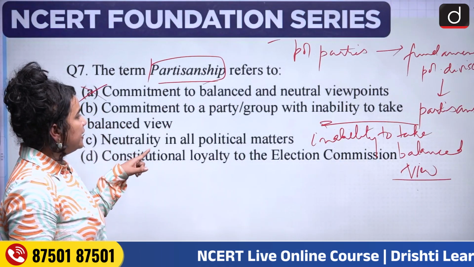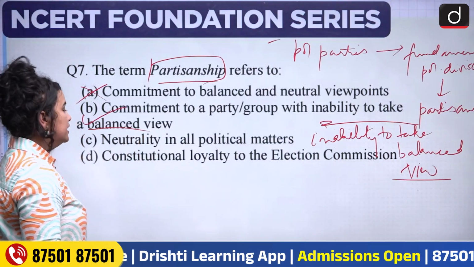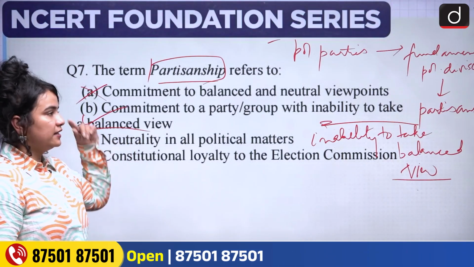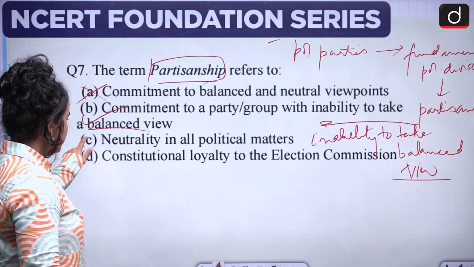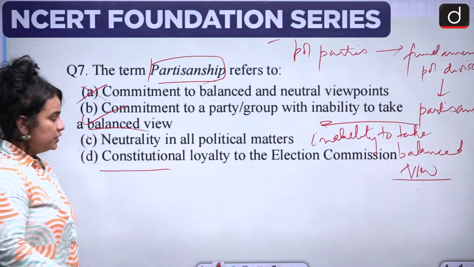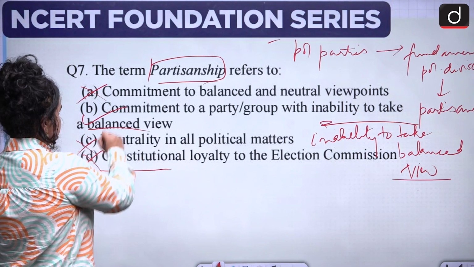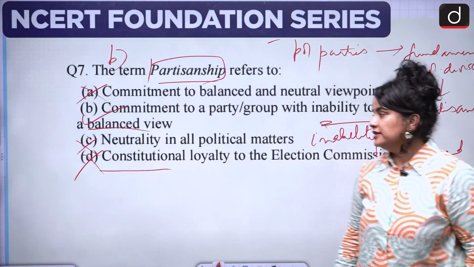B, commitment to a party group with inability to take a balanced view. We have our correct answer. C says neutrality in all political matters. Like I said, again, partisanship is actually the opposite of neutrality. D, constitutional loyalty to the election commission. No, this is irrelevant to our question. So, option B happens to be our correct answer even for this question.